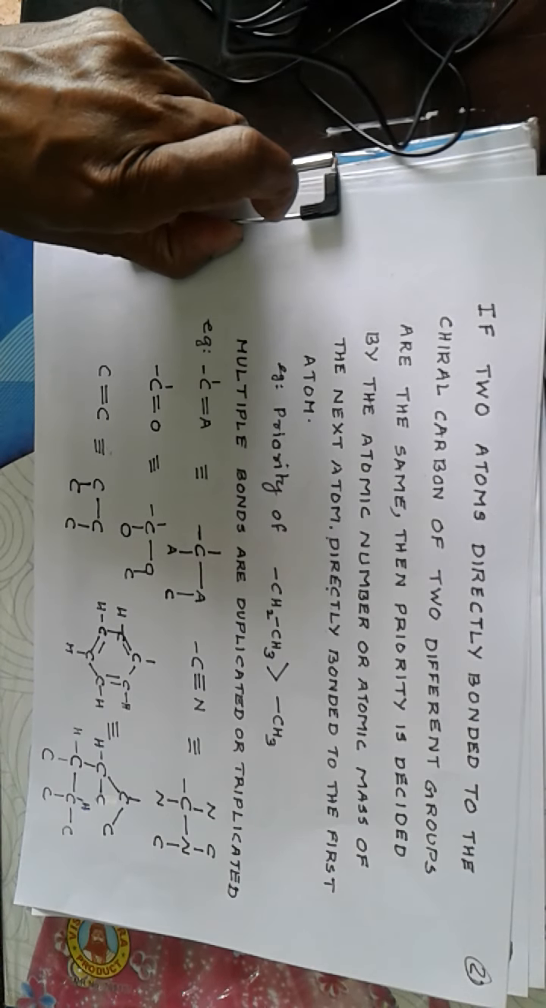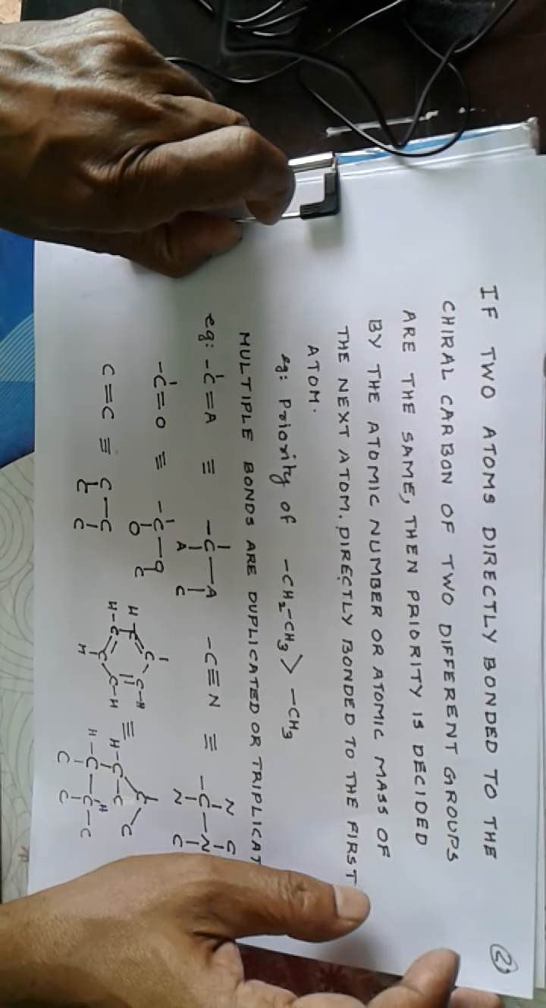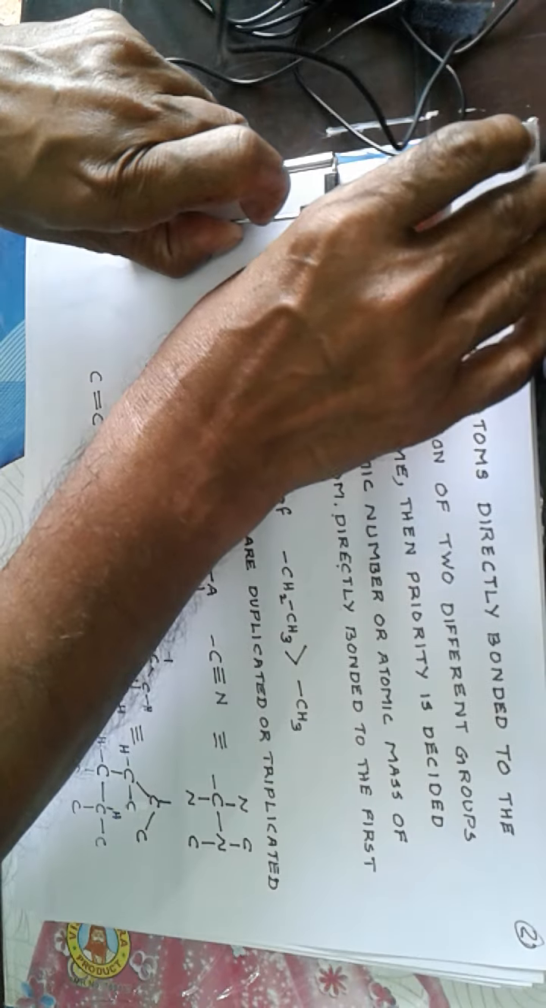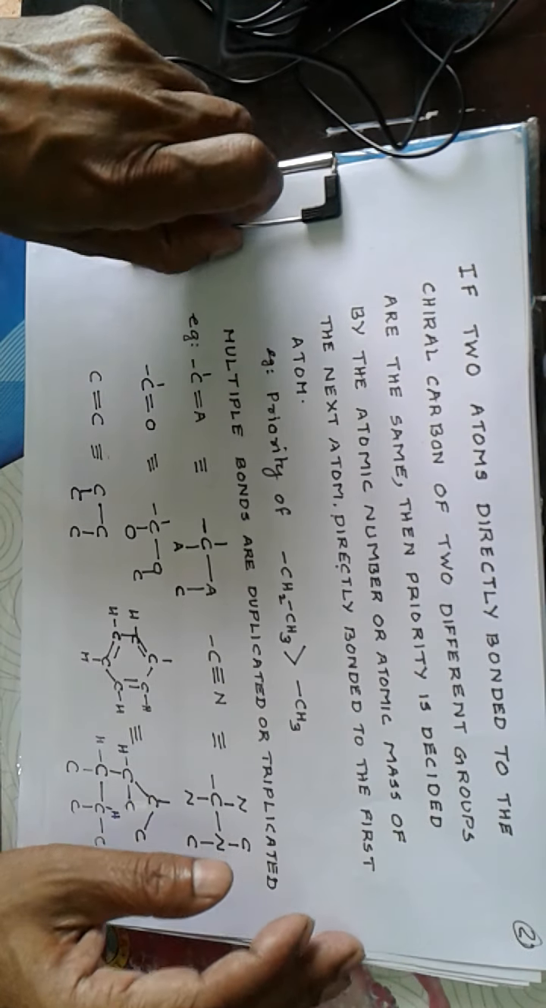As I told you earlier, if two groups are bonded to the asymmetric carbon by the same atom, then the next atom decides the priority of the group. If the next atom is of higher atomic number or atomic mass, then it has the higher priority.